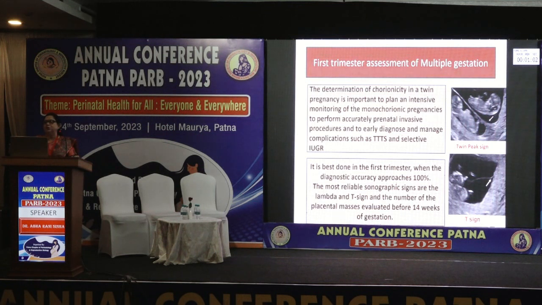So whenever we are doing a scan at 11 to 13 weeks in a case of multiple pregnancy, I think we can prognosticate the case, we can know the complications that these pregnancies can have, and accordingly we can plan our monitoring and surveillance of these patients.